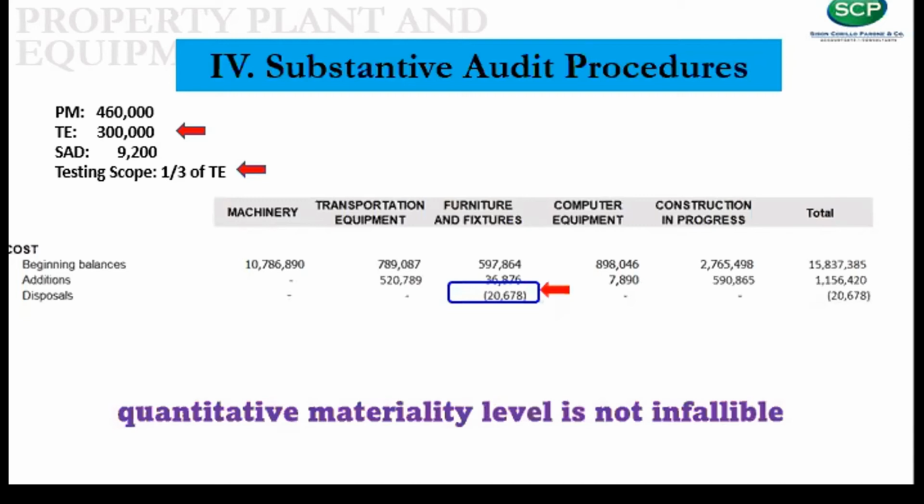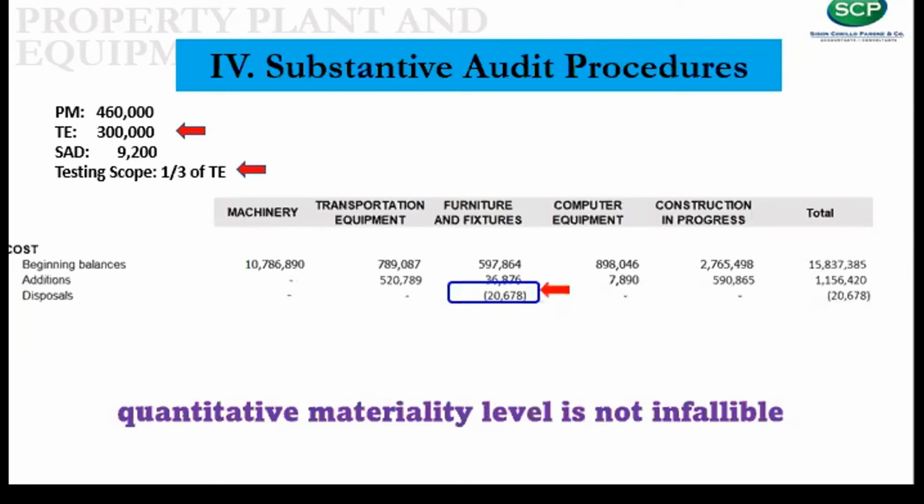Any material exceptions in the performance of this procedure should be discussed with the client, and necessary audit adjustments should be proposed or taken up by the client. So let's move on to the next substantive audit procedure.